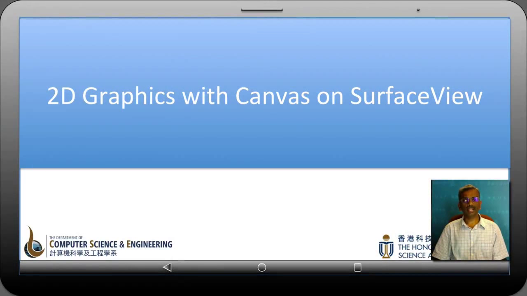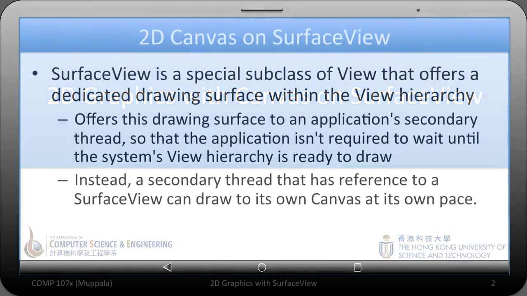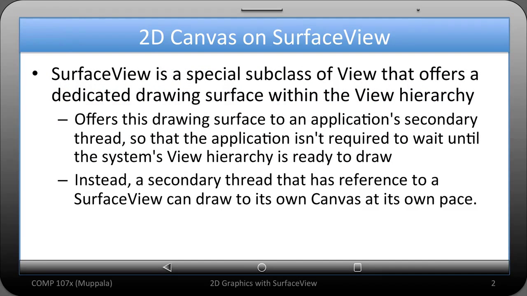In the earlier exercise, we had subclassed the view in order to draw onto the canvas. Now, we're going to look at another option for drawing onto the canvas using a surface view. The surface view, as we see, is a special subclass of the view class. But the surface view provides us with a dedicated drawing surface.